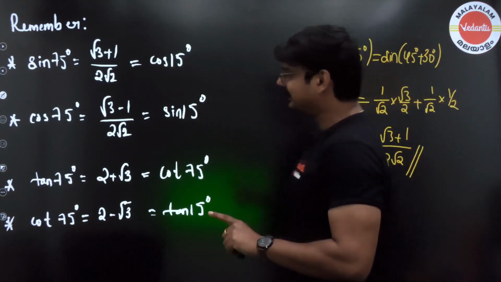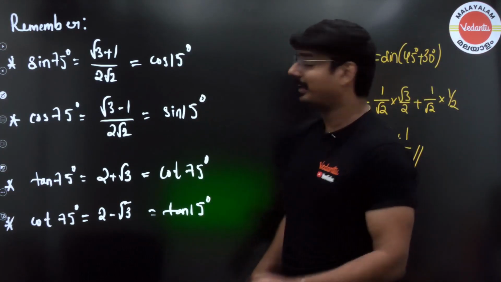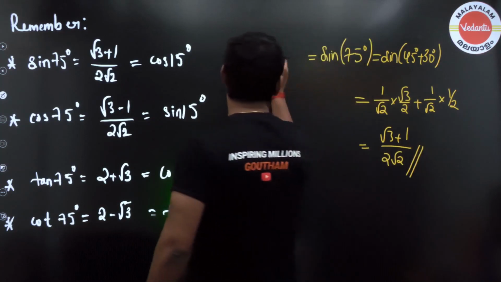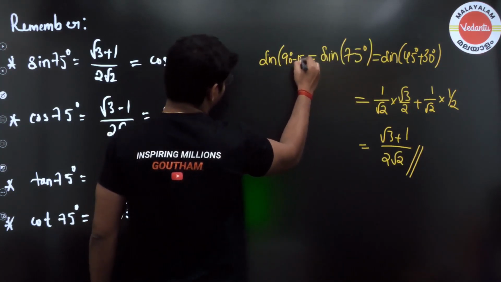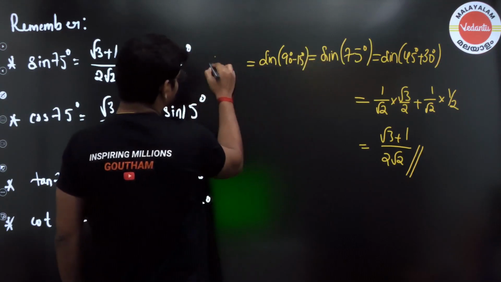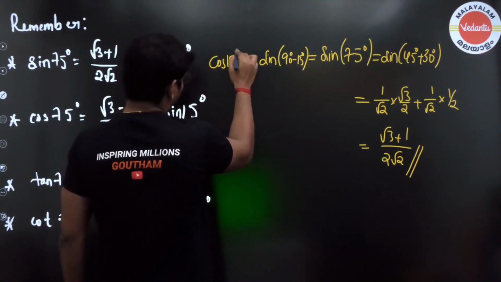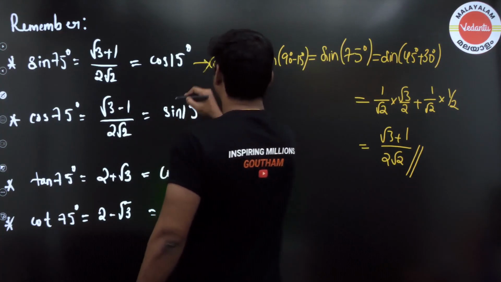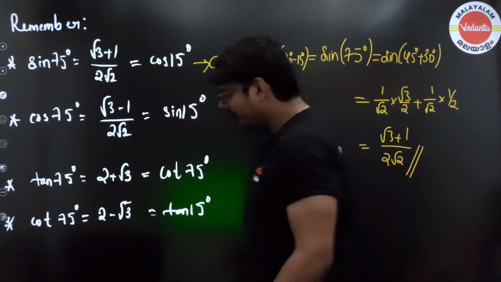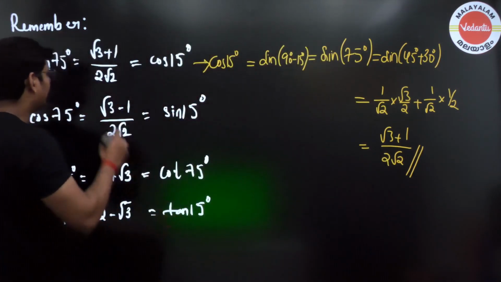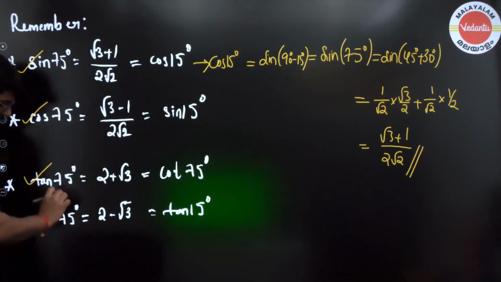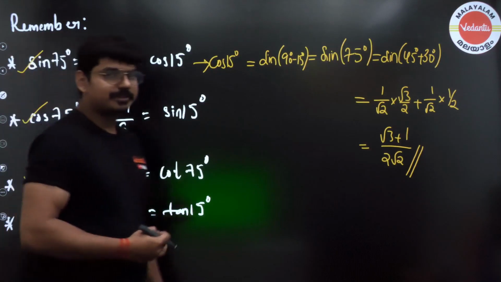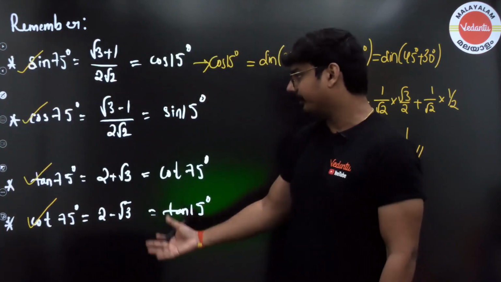And also, guys, sin 75 can be written as cos 15, right? Sin 75 can also be written as sin of 90 minus 15. And what is sin 90 minus theta? It's cos theta, so cos 15. So in this way, this is what we got. Similarly, you can easily understand how we got the next ones, the cos 75 value, tan 75 and cot 75. So do remember these values, guys. They are going to be important for you.